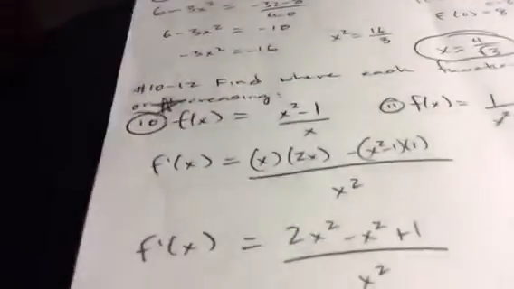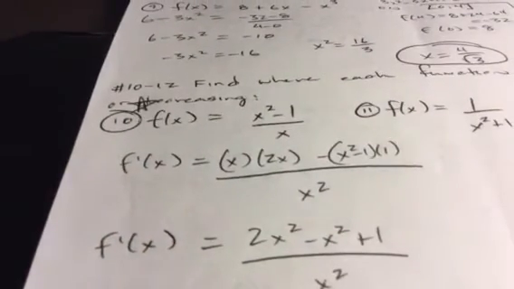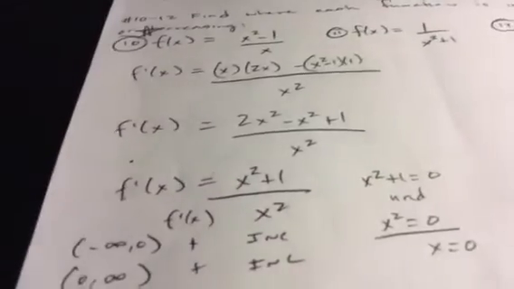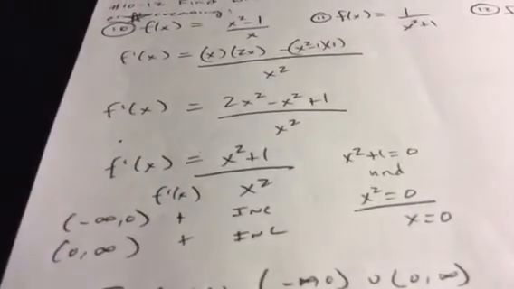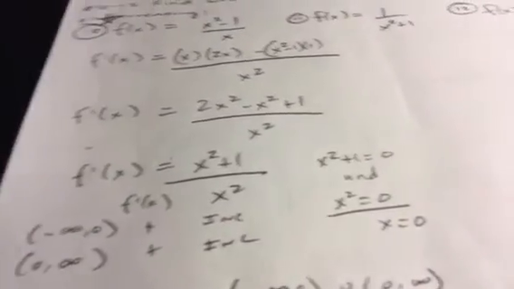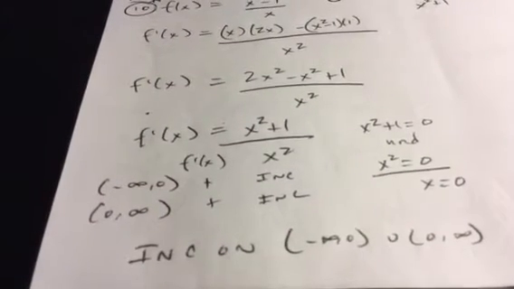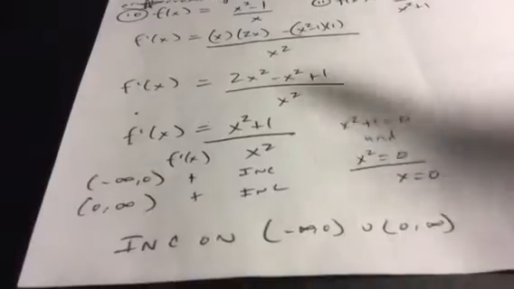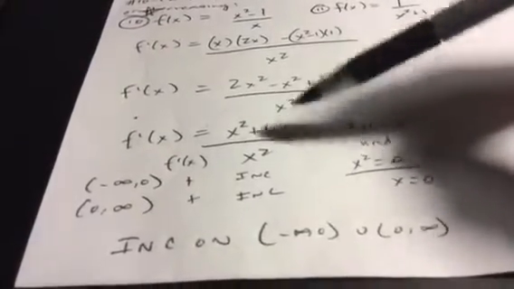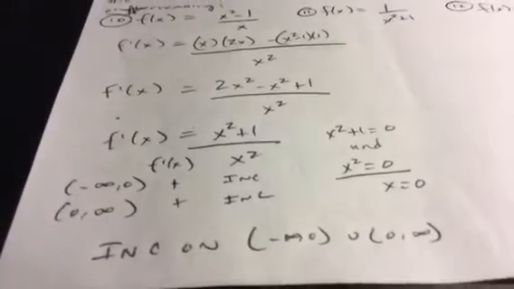All right. Find where each function is increasing or decreasing. So we have 10 on this page right here. Low d high minus high d low. All right. So it simplifies to be x squared plus 1 over x squared. X squared plus 1 is undefined, so your only critical value is when the denominator is 0. All right. So x is 0. This bad boy is going to just be totally increasing there. Okay. Plus plus again, plug it into your derivative. All right. Take a look at number 11.